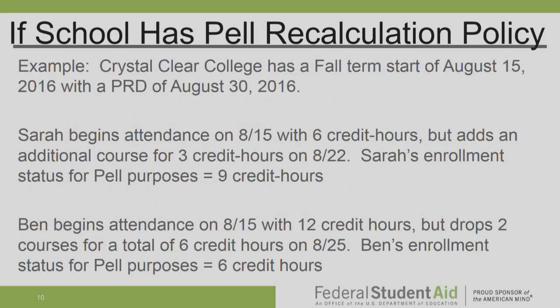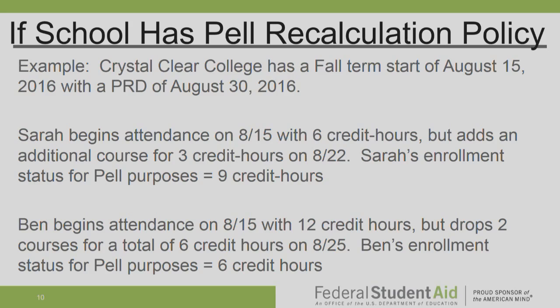Good. That was fun. Now this is where it gets really simple, and some of you may roll your eyes, but let's talk about what happens if I do indeed have a single fixed Pell recalculation date, okay? And this is probably what the larger majority of you are used to. So let's take a look at the setup first. Here I have Crystal Clear College. It has a fall term start of August the 15th. And of course, they now have a single fixed Pell recalculation date of August the 30th.